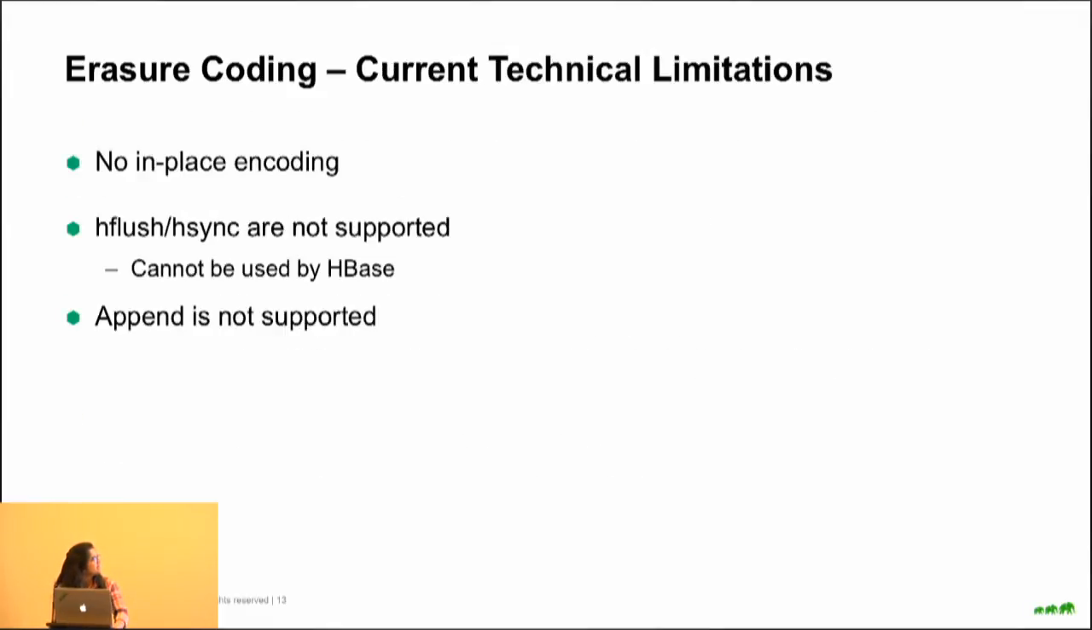There are some technical limitations. Currently, erasure coding does not support in-place encoding. So if we wanted to change the policy of a file, say from RS-6-3 to RS-10-4, we would have to copy it or DistCp it over to a folder with the new policy. It cannot be done in place.